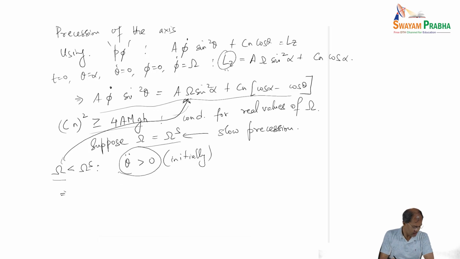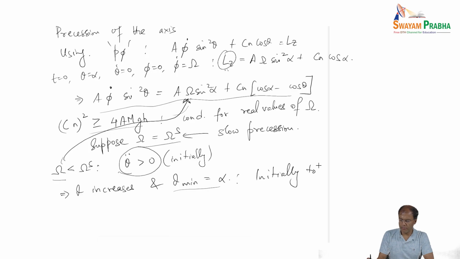So it means that theta increases initially, and theta min is equal to alpha. So the conclusion is initially the top falls, right? So it falls a little bit and then it regains and starts to rotate. So there is a quick fall, and if the eye can catch it, there is a quick fall and then eventual retention and it starts to rotate.